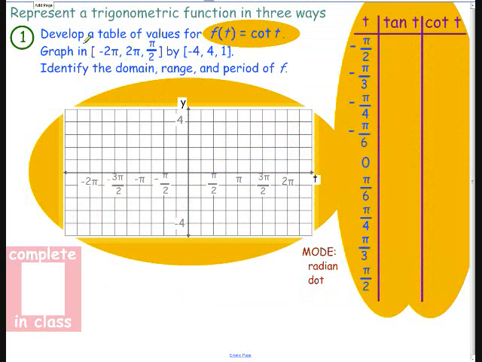Okay. Develop a table of values for cotangent. Now I'm going to leave this for you to complete in class. Okay, that's going to be what you do in class. See you there.